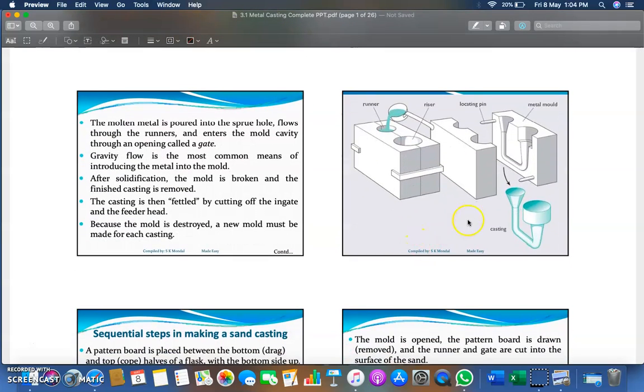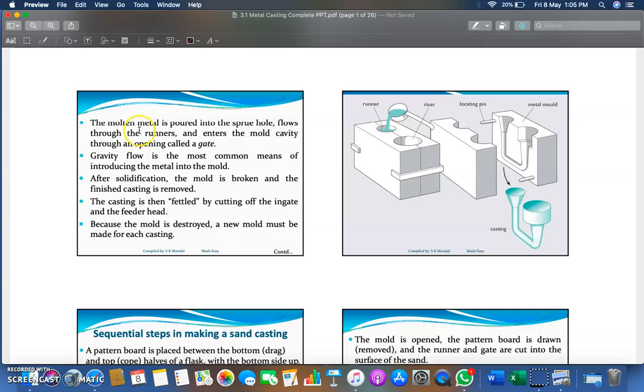If you see this picture, then you will remember: this is a runner, and this is your pot, with the help of which you are pouring metal. This is the riser, this is locating pins, these are the metal molds. And this is the casting. At the last, after pouring the material inside this, the casting will be produced.